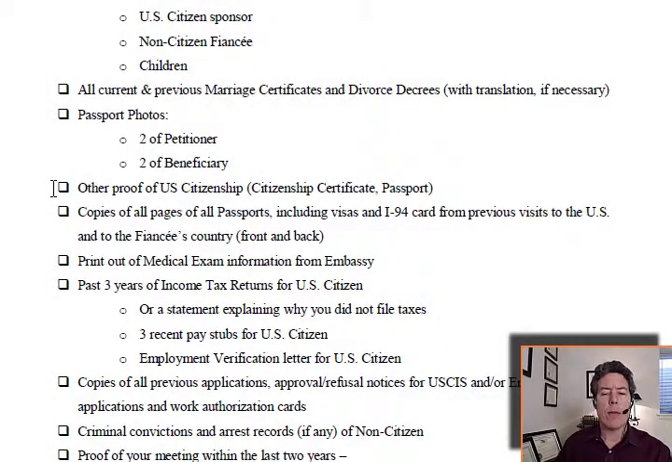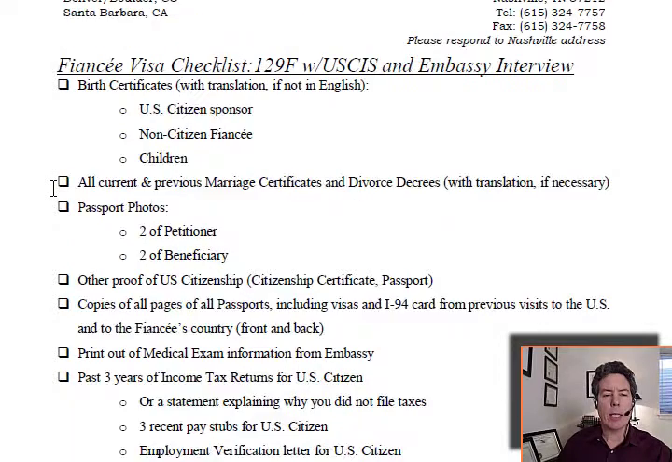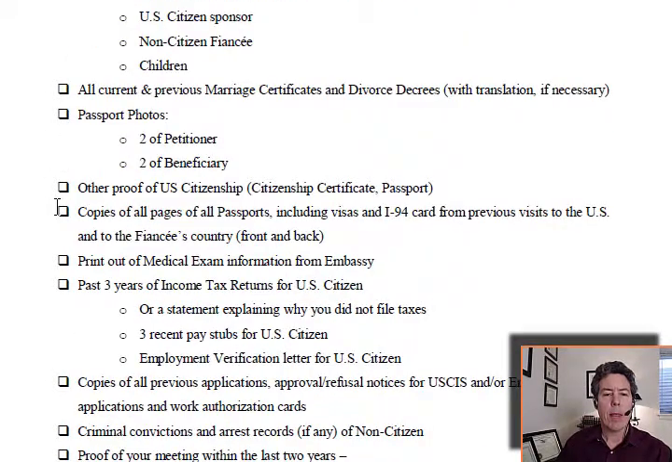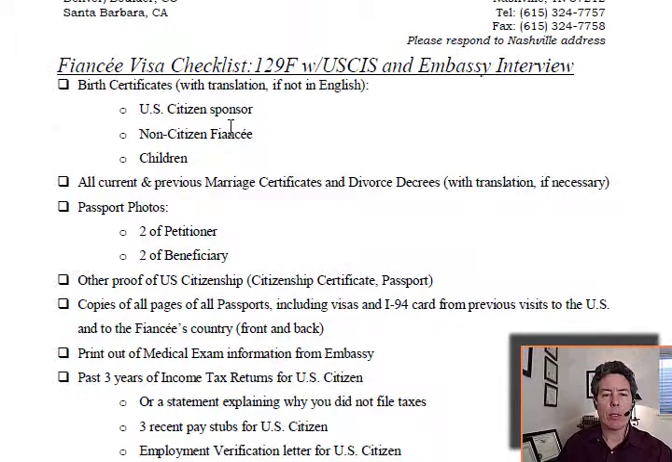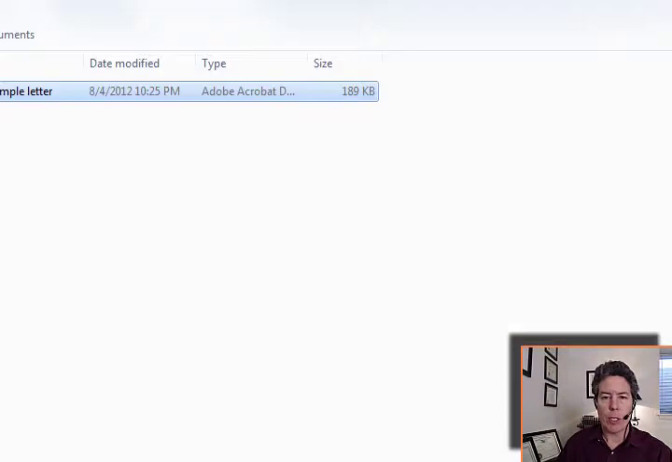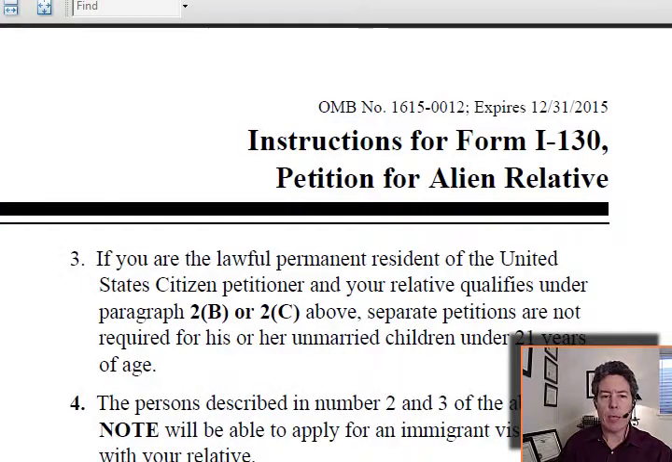Okay, so moving on then, the next item on our checklist here for the fiancé visa is other proof of U.S. citizenship. And we've already covered the birth certificate, so normally the birth certificate is going to be the proof of U.S. citizenship. And we also have other proofs, though, if the person's actually not born in the United States, they don't have a U.S. birth certificate to show. There's other documents that we can use.